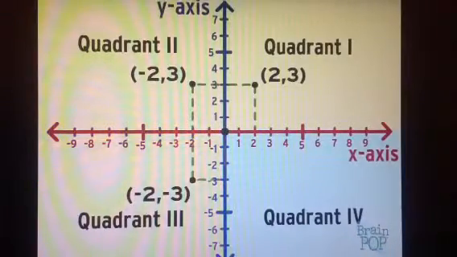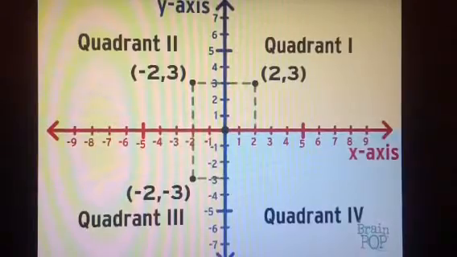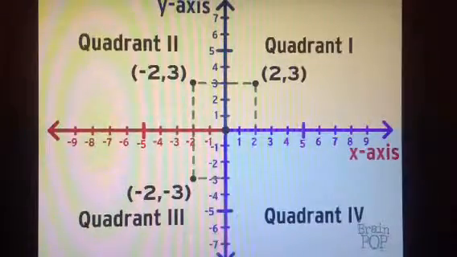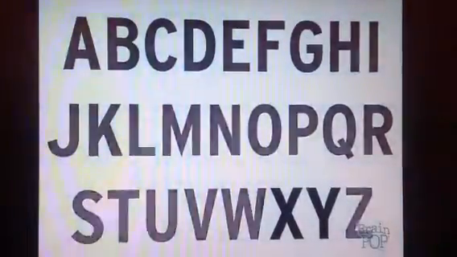And Quadrant 4... Quadrant 4 has all the points with a positive x-coordinate and a negative y-coordinate, like 2, negative 3. You can remember that x comes first because, well, x comes before y in the alphabet.